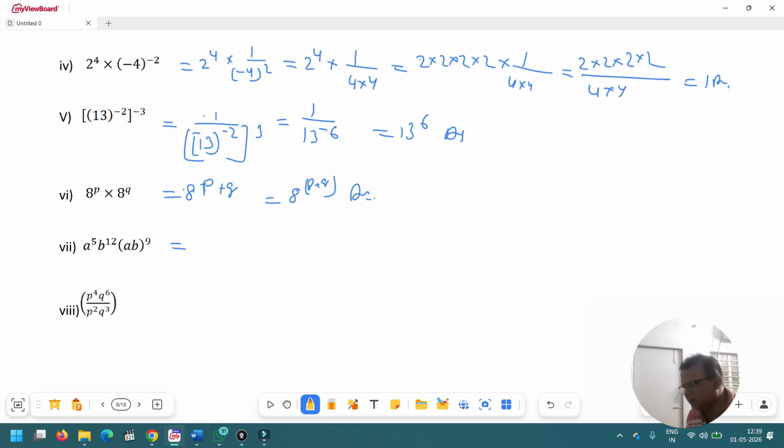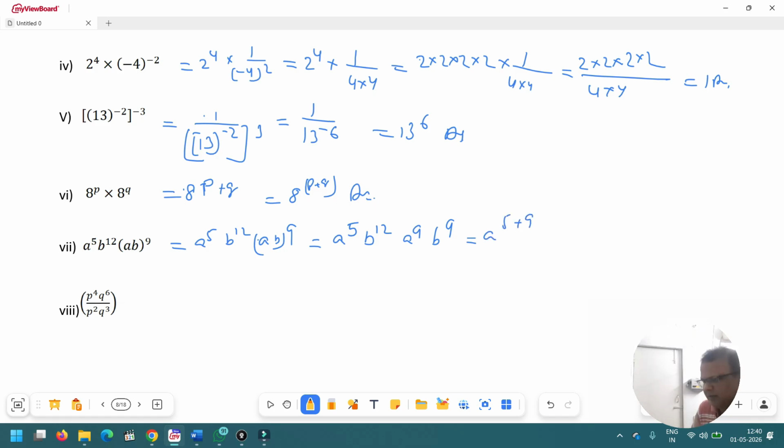a to the power 5 into b to the power 12 into a to the power 9 b to the power 9 equal to a to the power 5 into a to the power 9, b to the power 12 into b to the power 9, equal to a to the power 5 plus 9 into b to the power 12 plus 9, equal to a to the power 14 into b to the power 21.